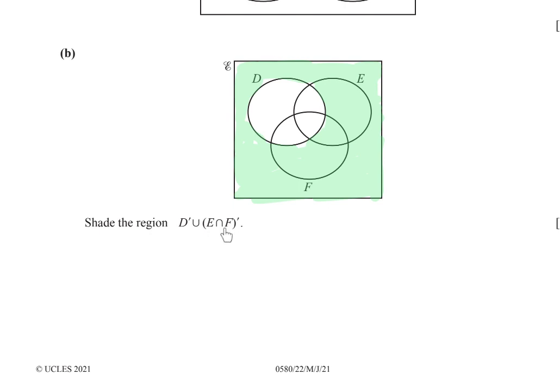E intersect F, not the intersection between E and F. This is the intersection between E and F. So shade all the region around this one. So we need to shade this one. So this is the shaded region. So all region except the intersection between the three sets.